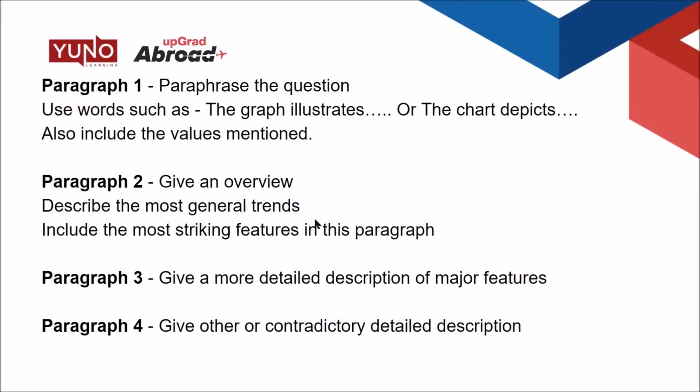There may be a surge in something, a spike in something, so use a range of vocabulary. How should you write the general training writing task 1 response?